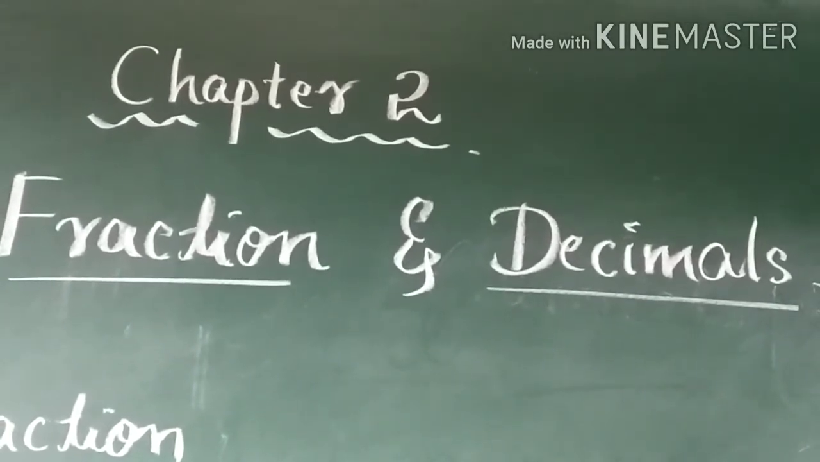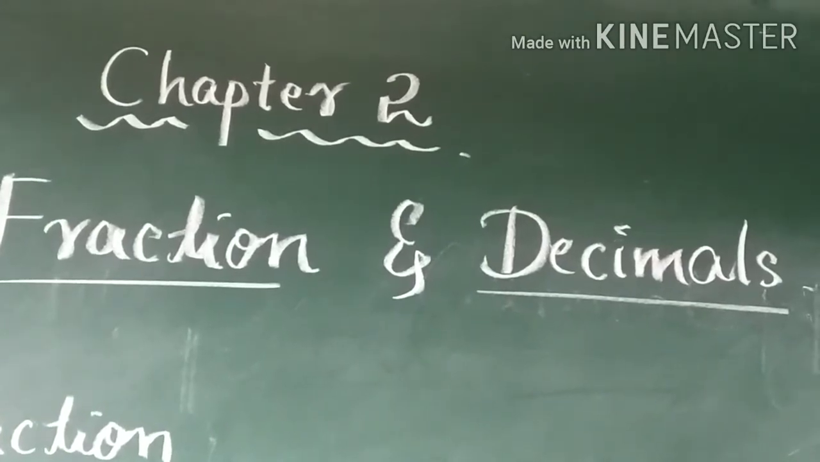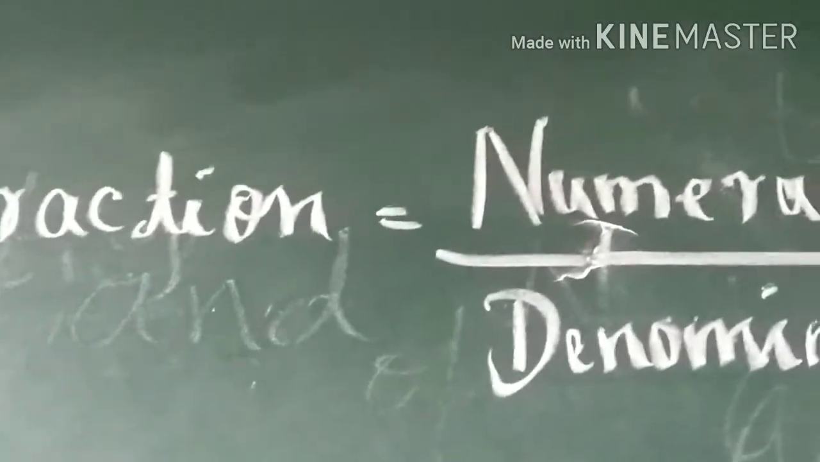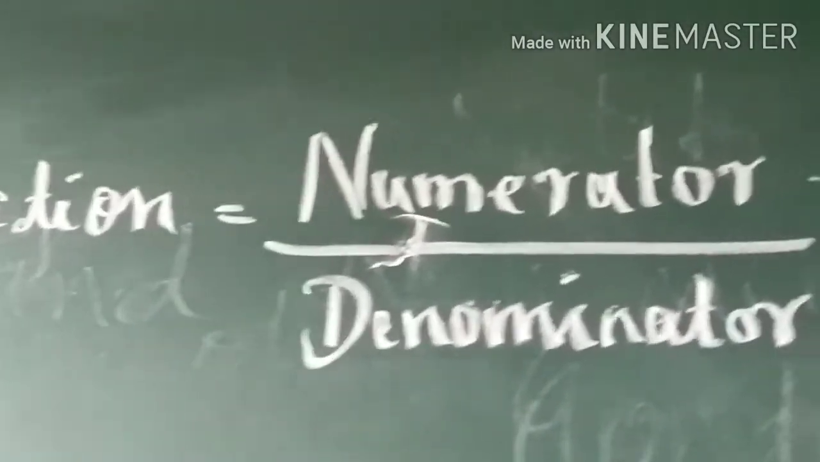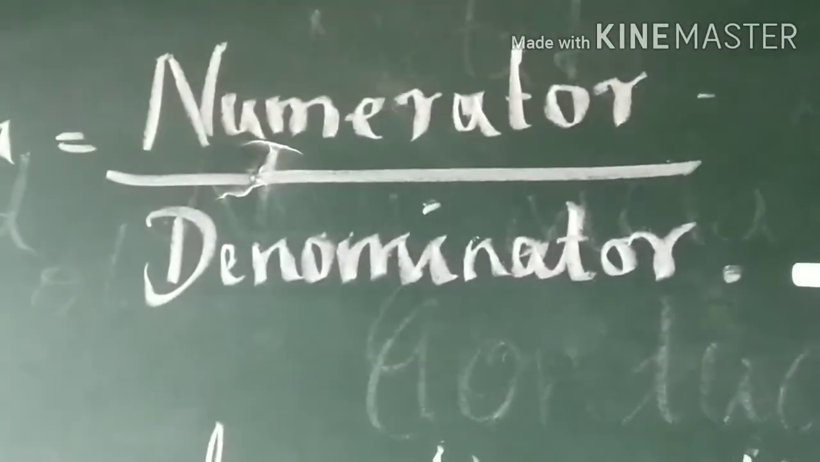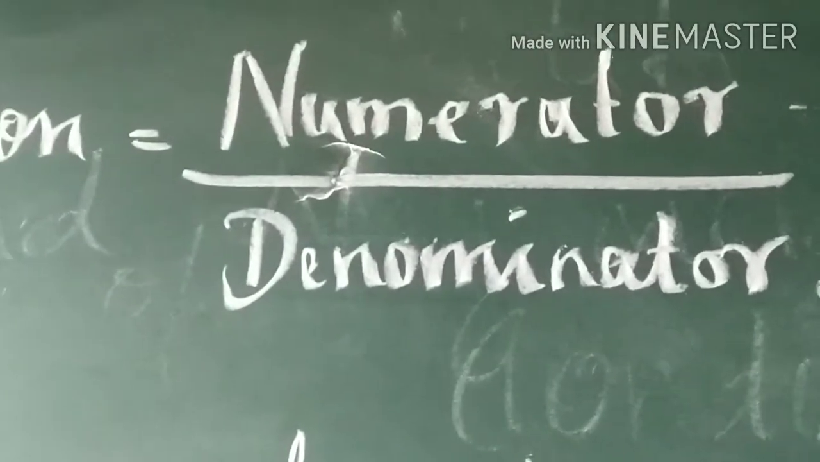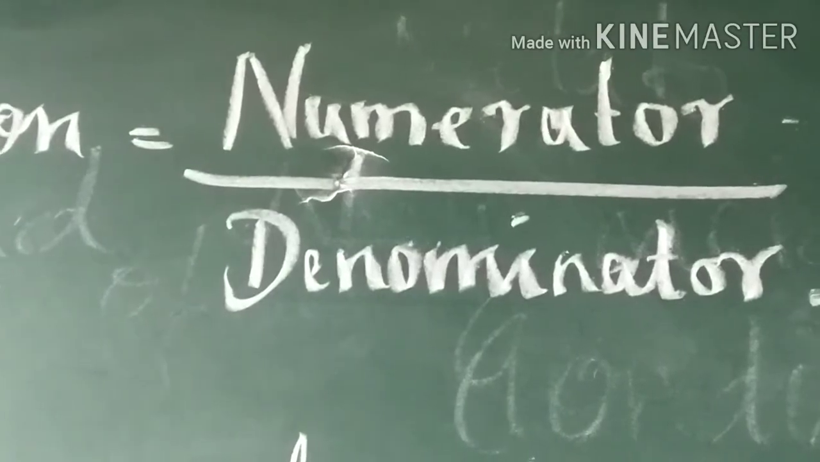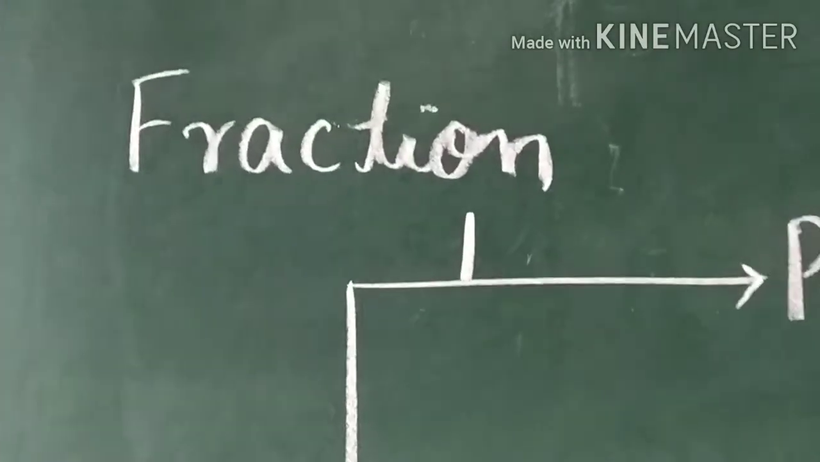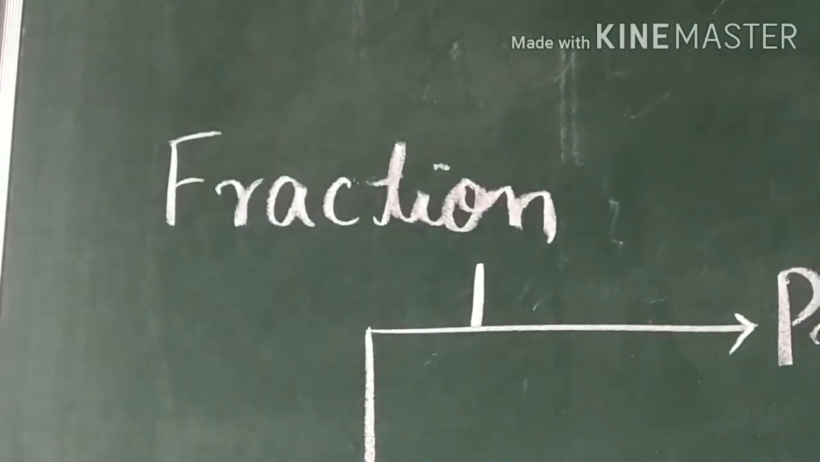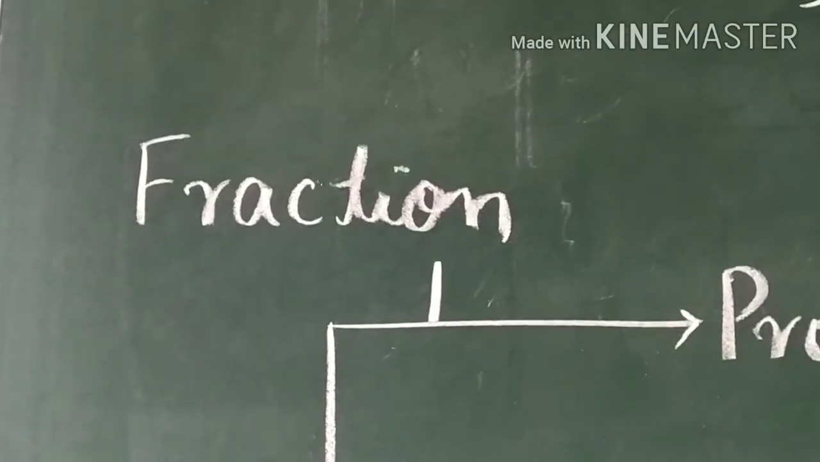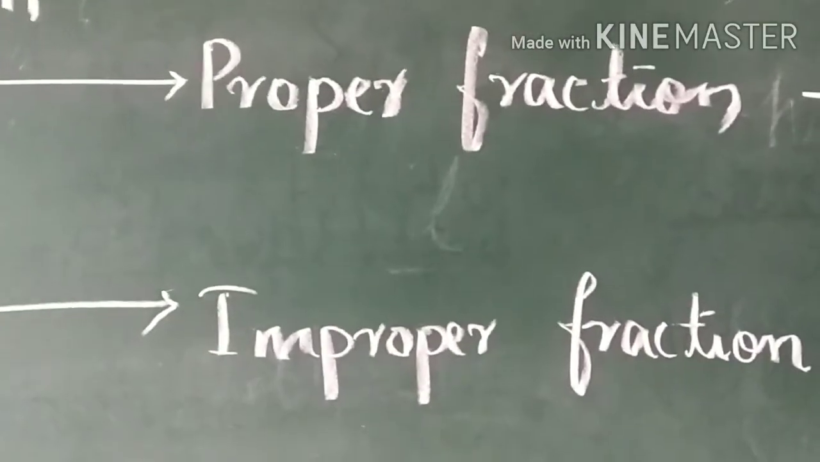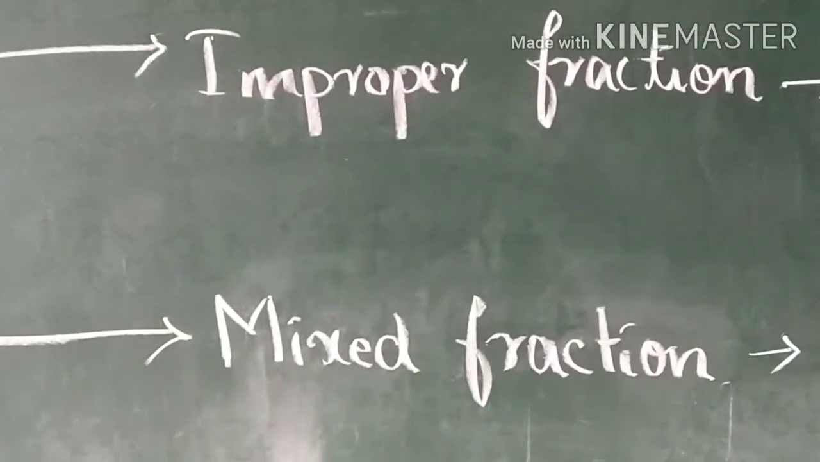In this video, we are going to learn about fractions and decimals. Coming to fraction. A fraction contains two parts, the numerator and the denominator. Numerator is the selected part and denominator is the total number of parts. We have already studied about the fractions. Now, the types of fractions are proper fraction, improper fraction and mixed fraction.